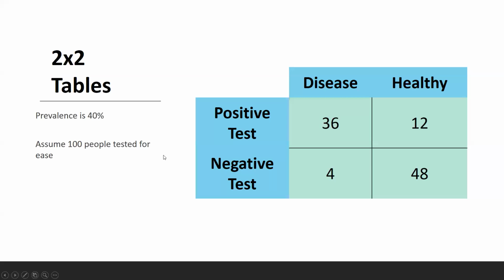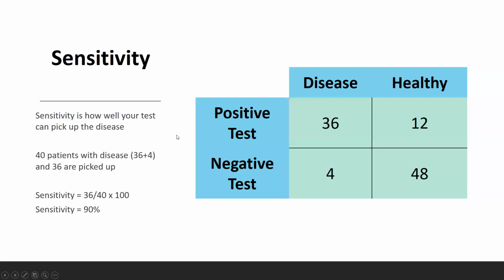So this is an example where the prevalence of a particular condition is 40% and 100 people are tested. Knowing who is diseased versus who is healthy with our reference method or our clinical methods means we can see how our test stacks up. Here, 36 patients with the disease had a positive test, and 4 patients with the disease had a negative test. 12 healthy patients had a positive test, and 48 healthy patients had a negative test.